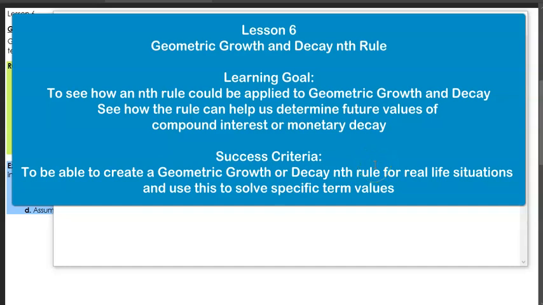This is lesson 6, geometric growth and decay nth rule. The learning goal for this one is to see how an nth rule can be applied to geometric growth and decay, and to see how the rule can help us determine future values of compound interest or monetary decay. The success criteria for this one is to be able to create a geometric growth or decay nth rule for real life situations and use this to solve specific term values.